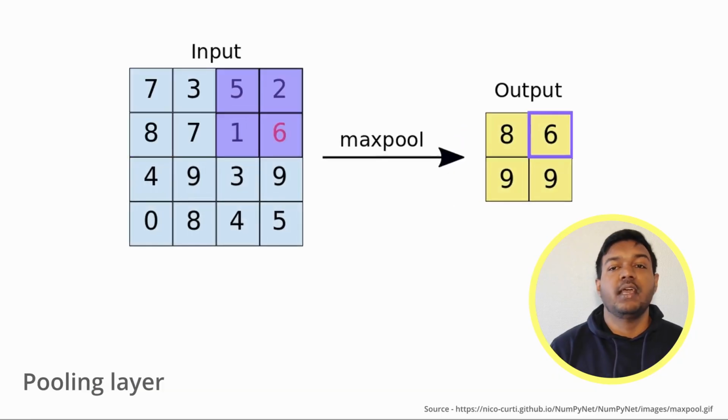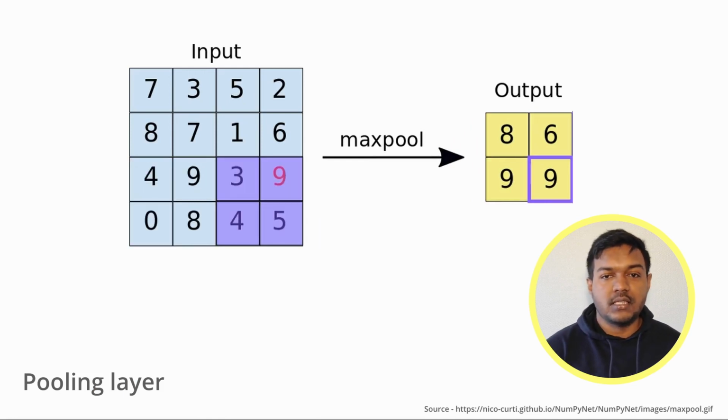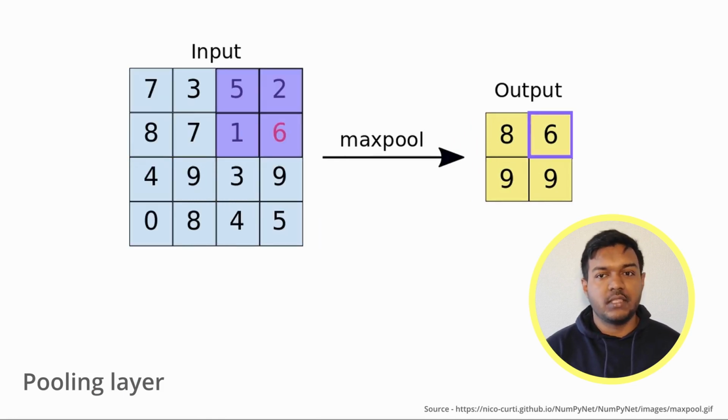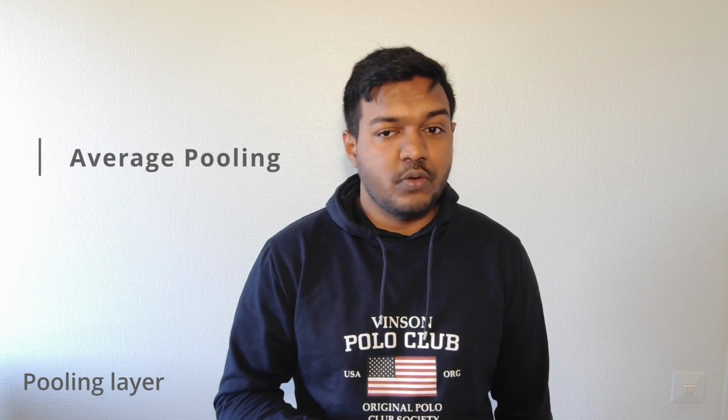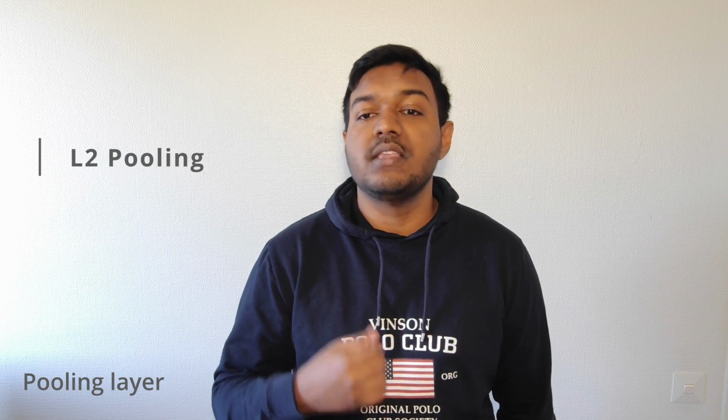Let's look at one common pooling layer type, which is max pooling. In a max pooling layer, the input data is divided into non-overlapping regions, typically with a rectangular shape. For each region, the maximum value within that region is computed and used as the output for that region. The output values are then arranged in a new grid with reduced dimension. Other types of pooling include average pooling, where the average value within each region is used as the output, and L2 pooling, where the L2 norm of each region is used as the output.